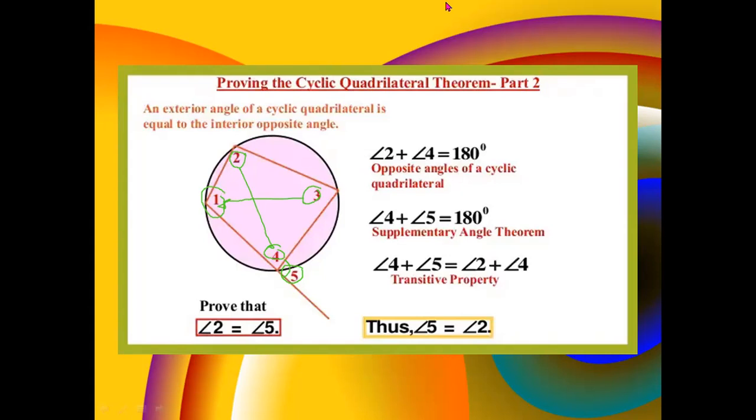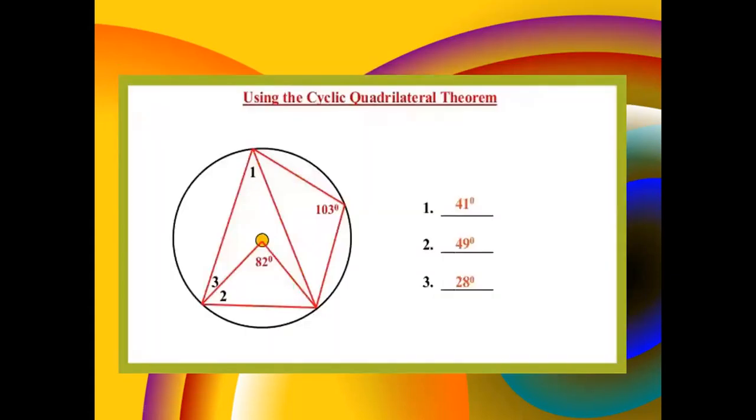Now, take a look on this exterior angle outside, angle number 5. It is said that it is equal to the interior angle opposite. So therefore, this angle 5 is equal to angle 2 inside. Exterior outside equals interior inside opposite angle. Okay? So please take note of that one. It will help us determine the missing angles. Here, how to apply that one in missing angles.